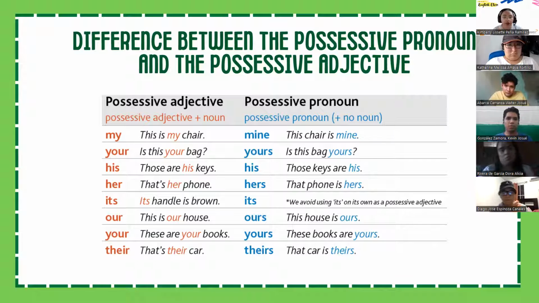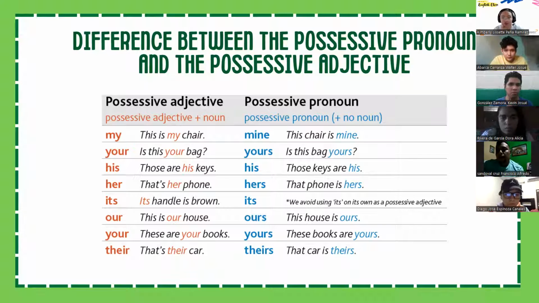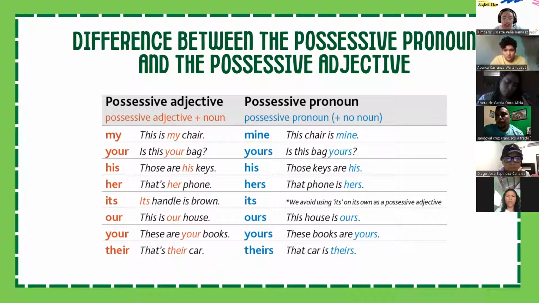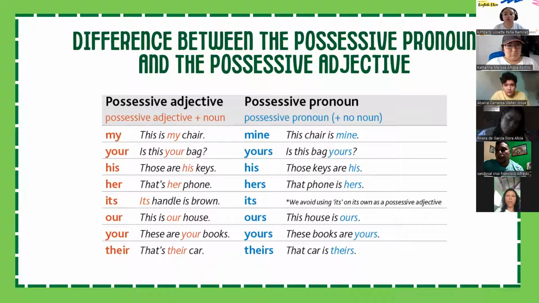Very good. What if I say, those are his keys? Esas son sus llaves. Sus llaves, pero de él, okay? If I say those keys are his, what am I saying? Esas llaves son de él. De él, exactly. His es de él, hers es de ella. If I say that's her phone, what am I saying?